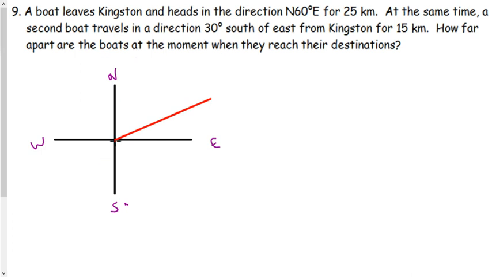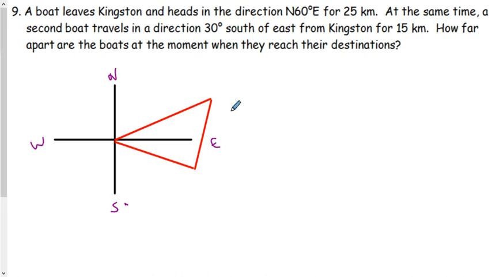Okay. And now we have another boat that leaves from Kingston, and it goes 30 degrees south of east. So east would be here. 30 degrees south of east would be 30 degrees down from that. And it doesn't go quite as far. It only goes 15 kilometers. So I'll make that one a little bit shorter. Something like that. Okay? Now we notice that does make a triangle, so I'll add my third side on here.